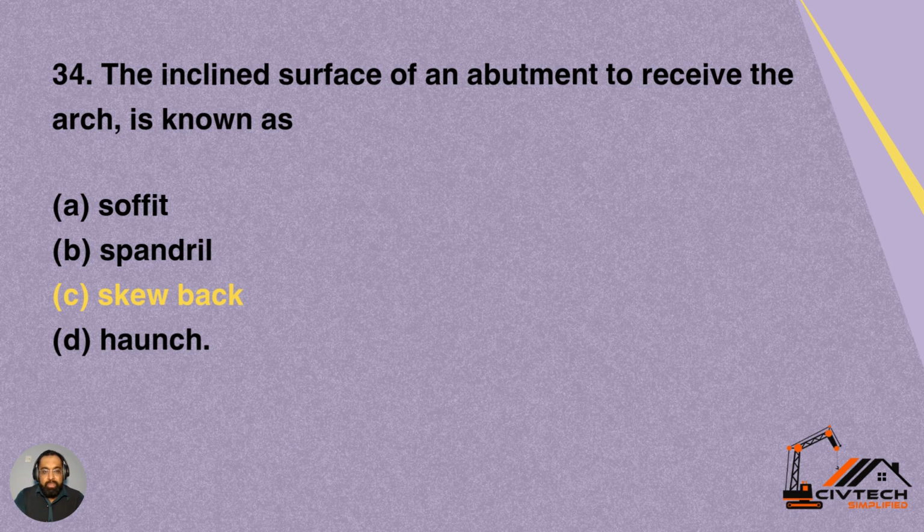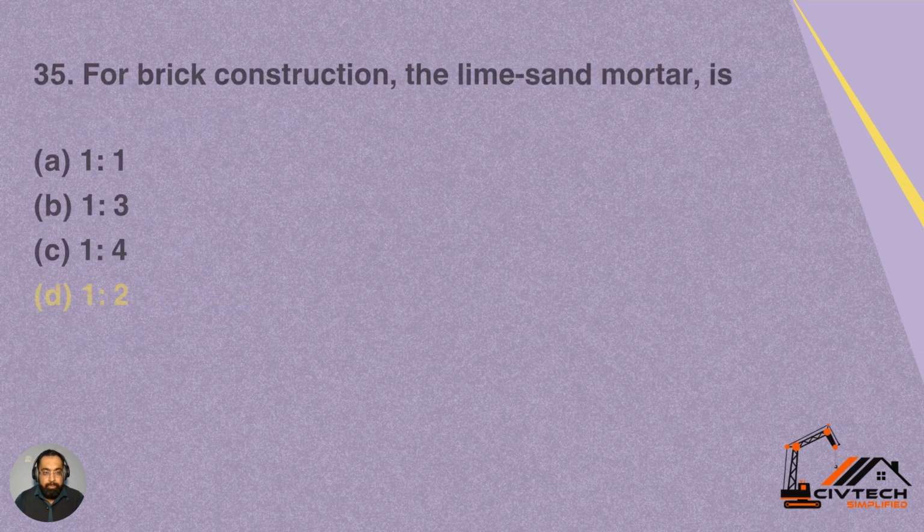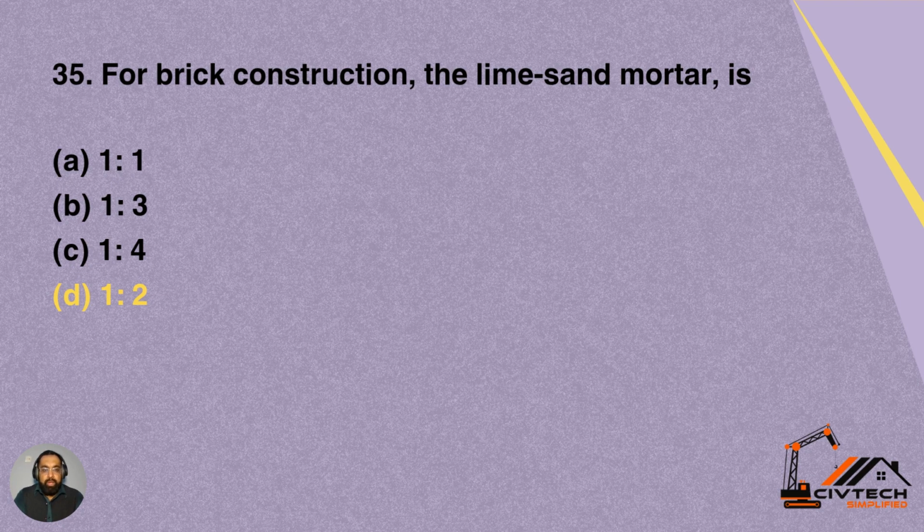34. The inclined surface on an abutment to receive the arch is known as A. Soffit, B. Spandrel, C. Skewback, D. Hatch. So it's skew back. So option C is correct for this question. The surface which is inclined and the arch is placed on that, it is called skew back. Option C is correct answer.